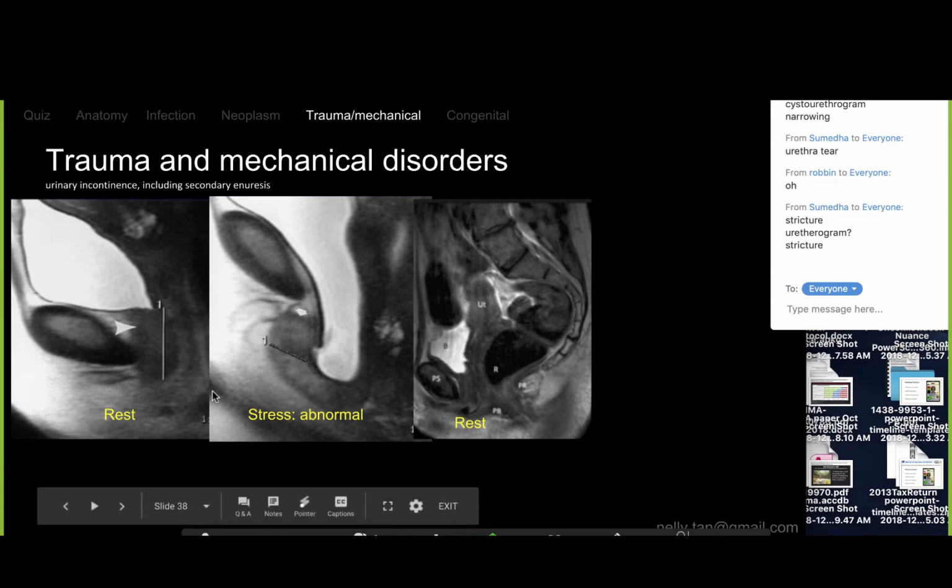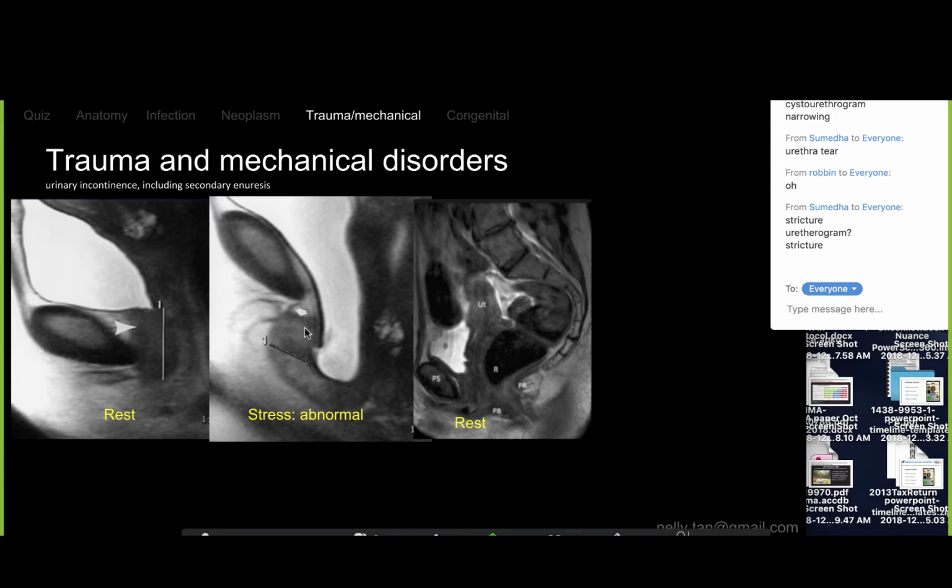And it's dynamic. So the patient is at rest, and then the patient is asked to Valsalva. And this is what we see with stress. So what do you see? Is that a normal response to Valsalva? So this is the bladder. This is the urethra in a woman. Prolapse, good. Yeah, exactly.